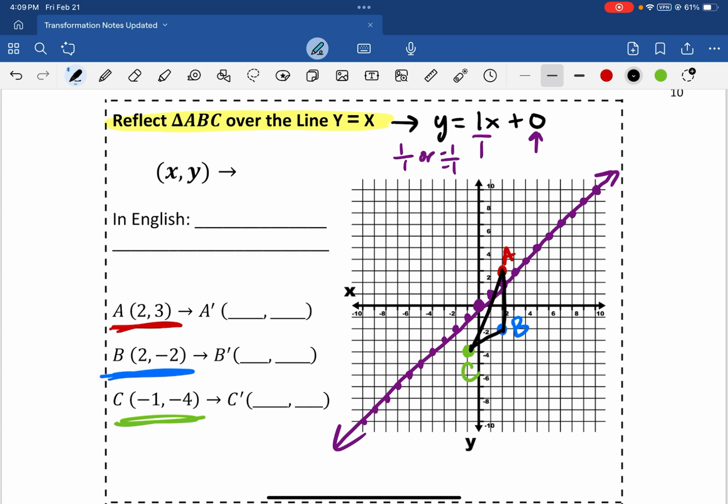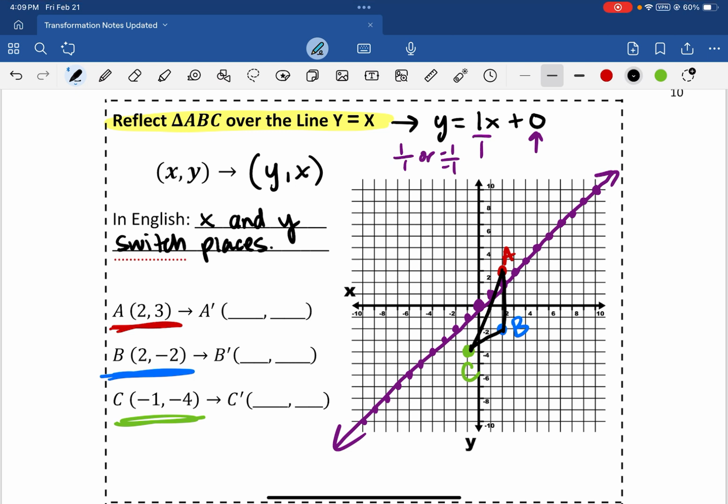And I'm going to be reflecting this across the line y = x, which I already drew in purple. There is a rule that we can follow for doing this, and it works every single time. And that rule is you have your original points, and then all you do is your x and y switch places. That's it. So let's write that in English. x and y switch places.